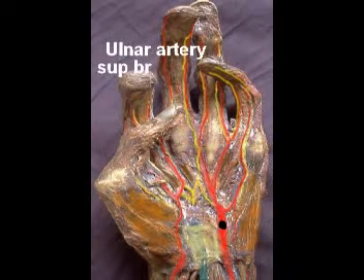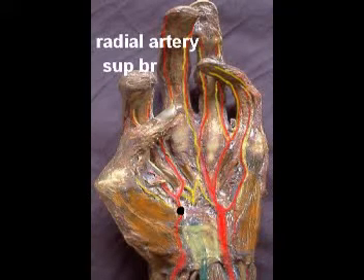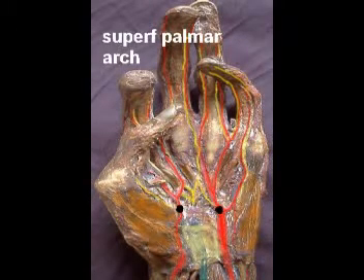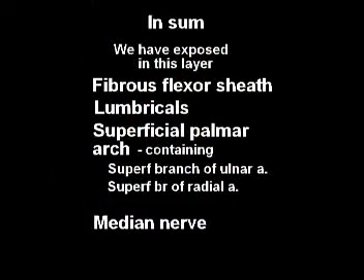And the superficial branch of the ulnar artery and the superficial branch of the radial artery. Together they form the superficial palmar arch. In sum, we have exposed this layer, which contains the fibrous flexor sheath, lumbricus, superficial palmar arch, which contains superficial branch of the ulnar artery, superficial branch of the radial artery, and the median nerve.